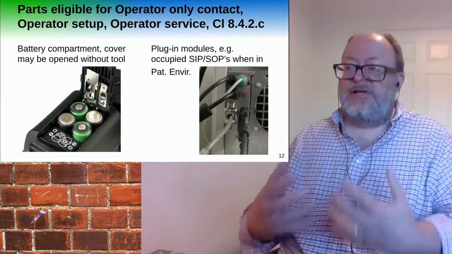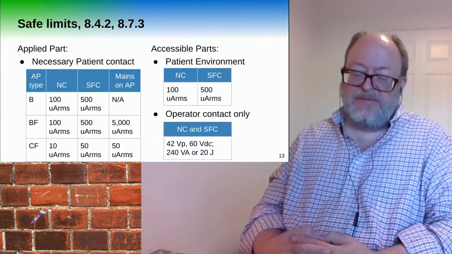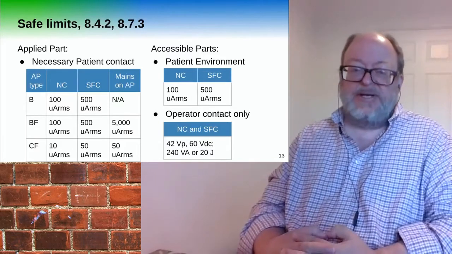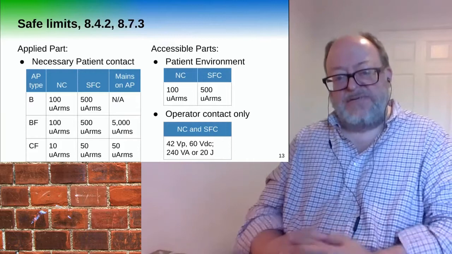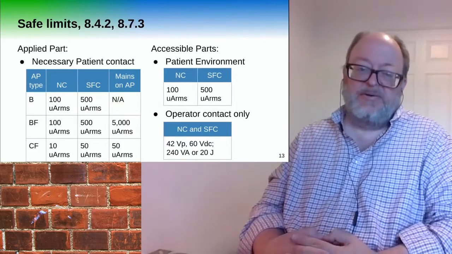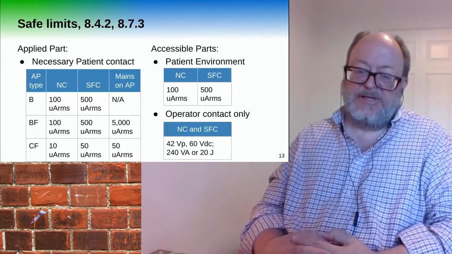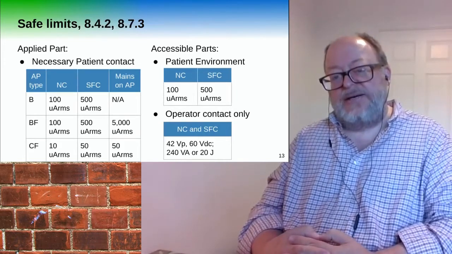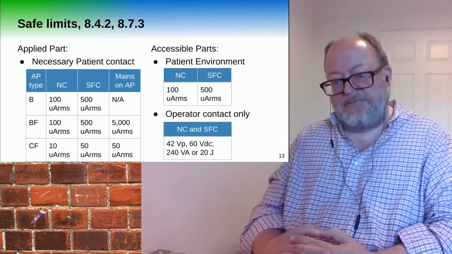So if we look at safe limits, things that wouldn't need to be kept away from patient, applied parts where they're in contact with the patient for the clinical function. We see with B and BF, you have your 100 microamps normal condition, and 500 microamps single fault condition. Same with BF, body floating. CF has the lower 10 and 50 microamps.